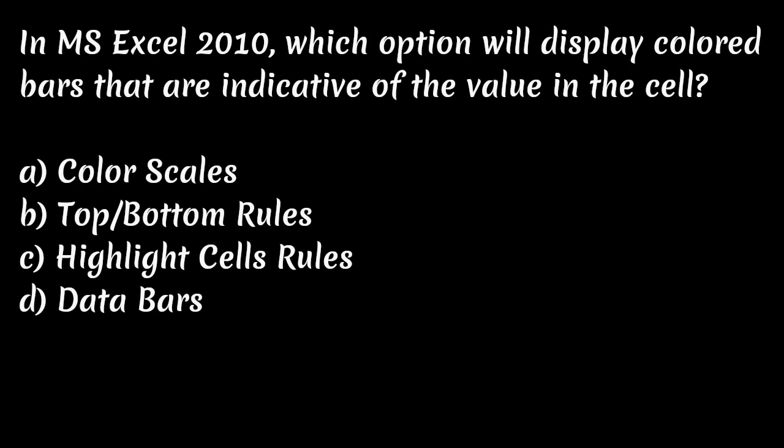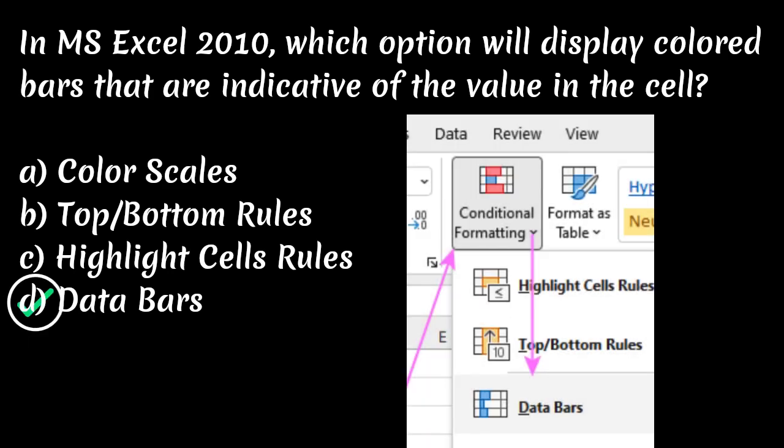Question 42. In MS Excel 2010, which option will display colored bars that are indicative of the value in the cell? A. Color scales. B. Top-bottom rules. C. Highlight cells rules. D. Data bars. Answer D. Data bars.